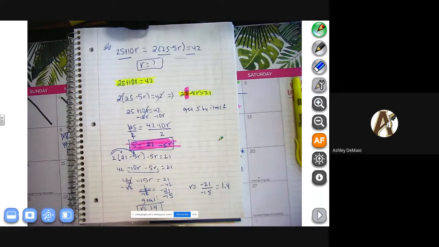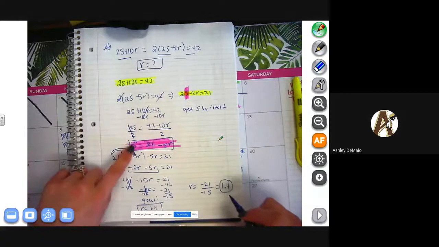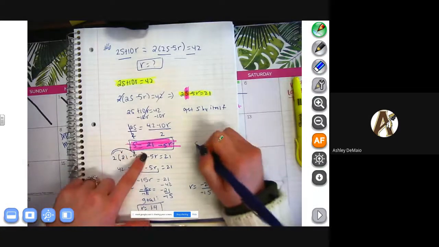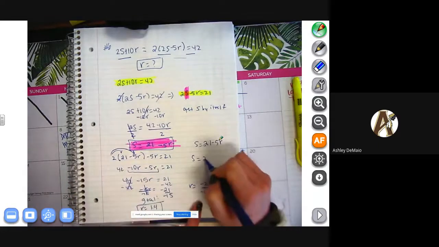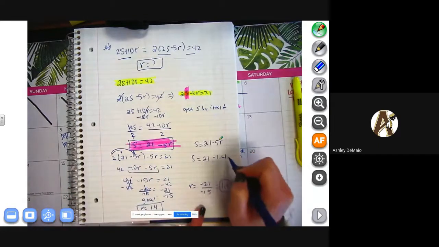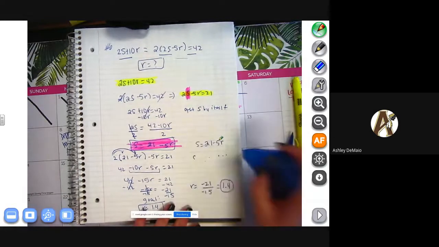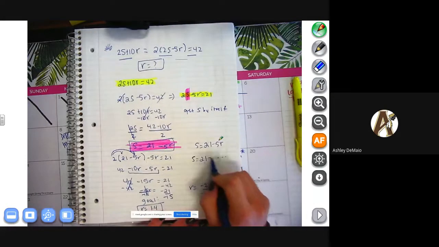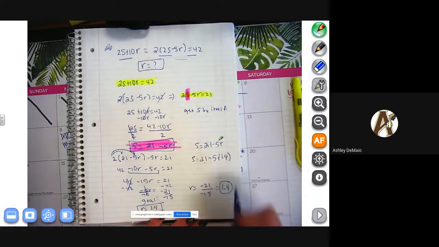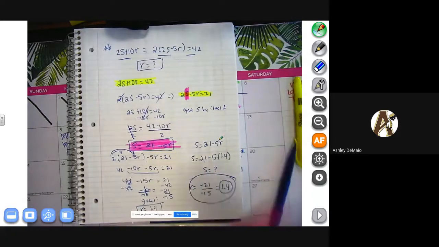Now, if you were asked to find the value of s, you would just use this 1.4 and plug it back into one of the parts of the equation. So we know that s equals 21 minus 5r. So s equals 21 minus 5 times 1.4. Okay, and then you can use your calculator to solve for whatever s was. But since it's just asking you to find r, r is 1.4, which would be your final answer.